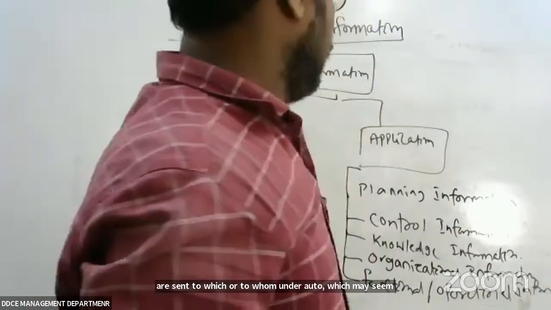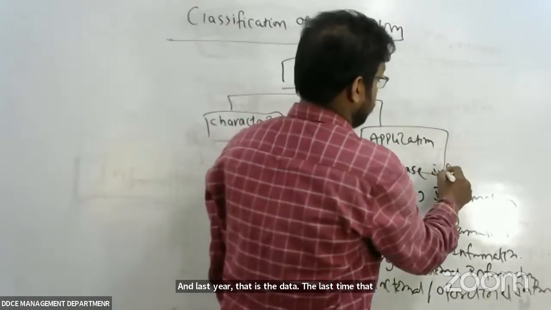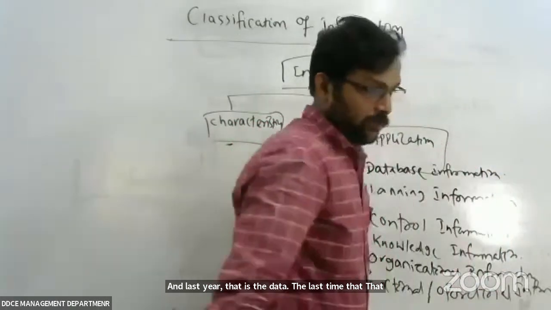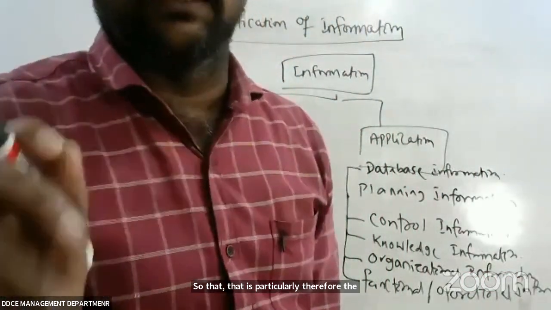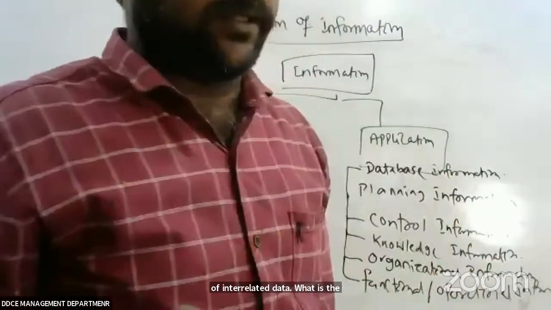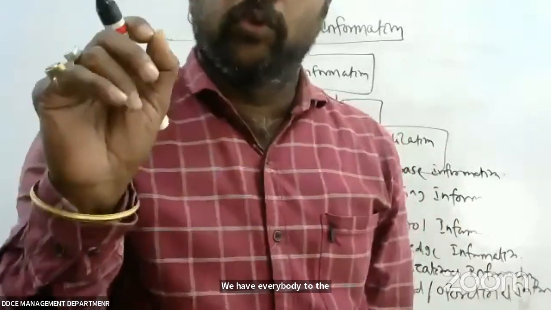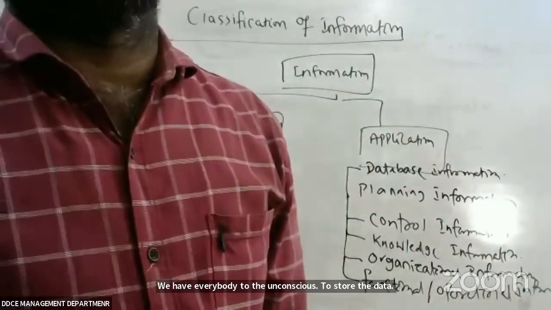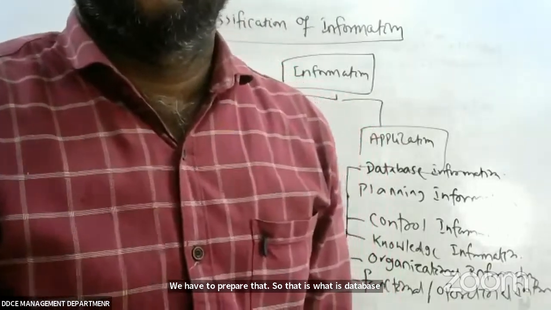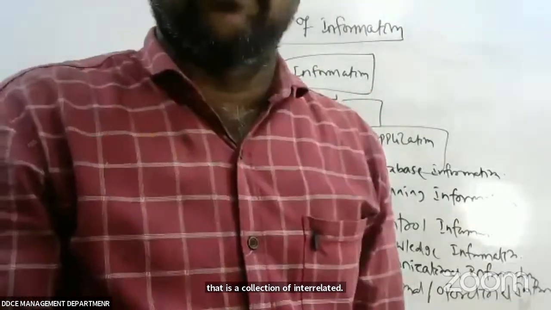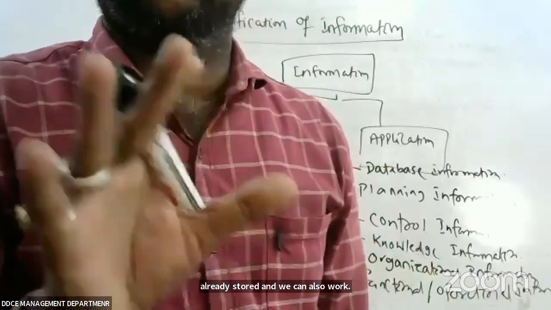And the last one is the database information. Database particularly refers to the collection of interrelated data. What is the database? It is the collection of interrelated data. We have to prepare it in a computerized manner to store the data. So once the organization has its own database that is already stored, we can also work from that stored data. That is our database related information.